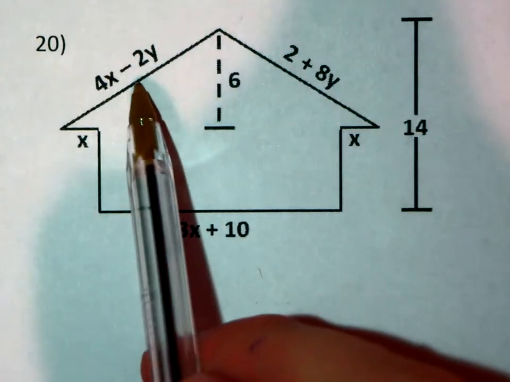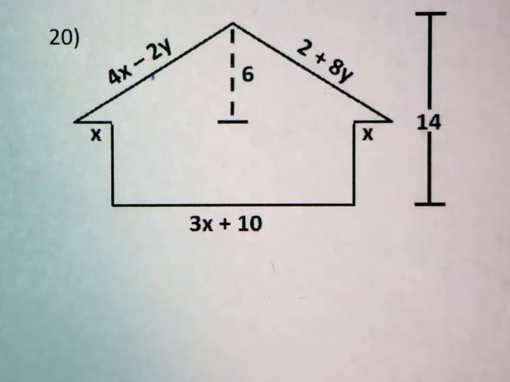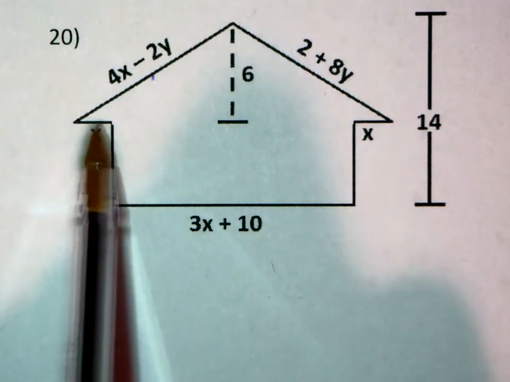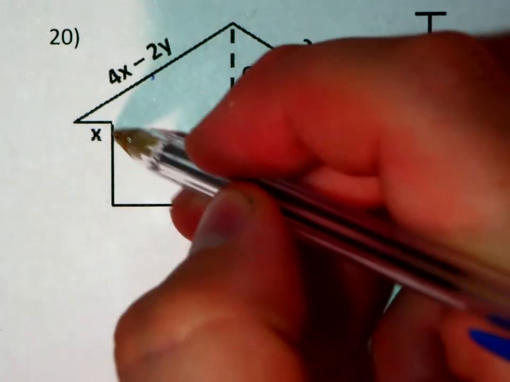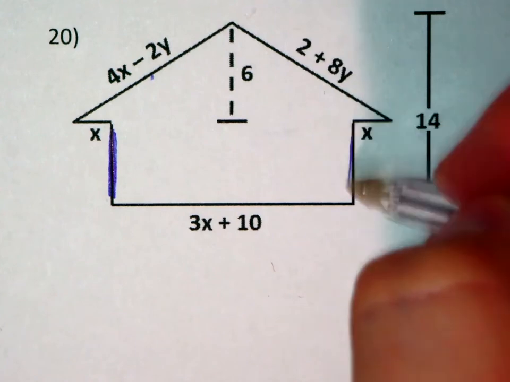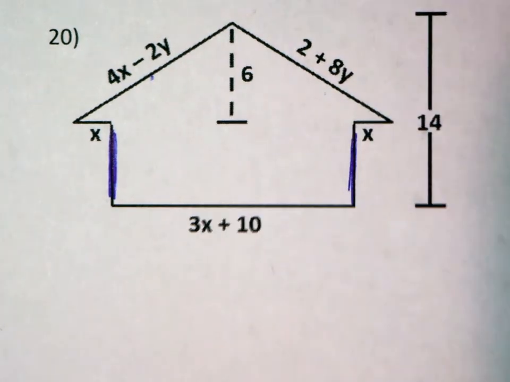Know that the top here is 4x minus 2y. Our top right is 2 plus 8x. My bottom base piece is 3x plus 10. These two little tiny pieces that hang over are x. But the only thing that's not really given is how tall this boxy rectangular piece is.